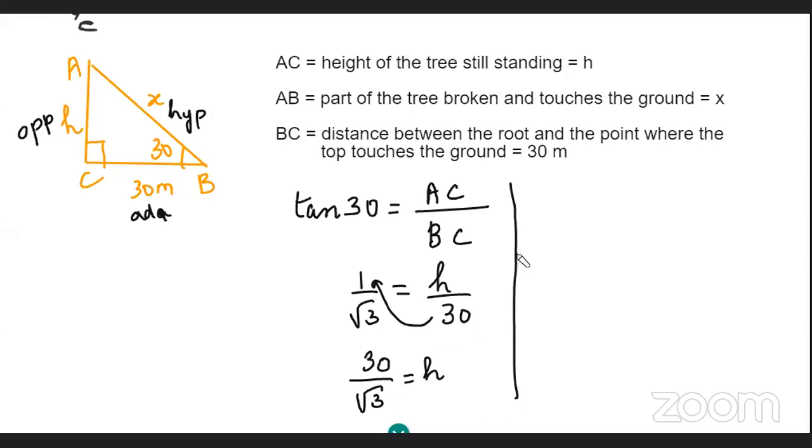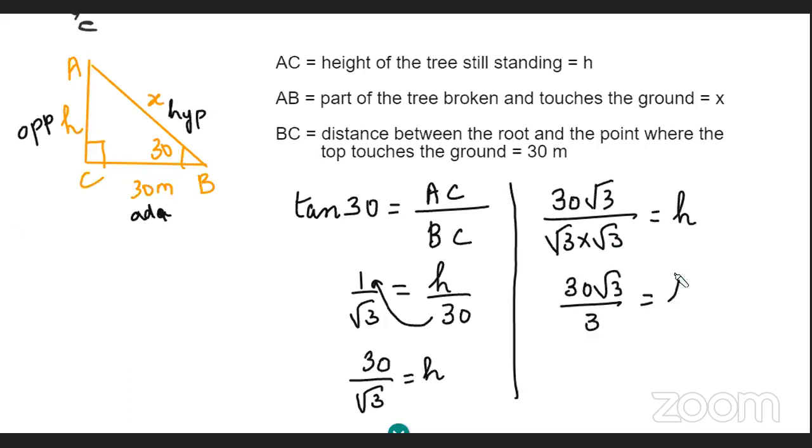Now root 3 is in the denominator, so we have to rationalize it. So 30 root 3 upon root 3 multiplied by root 3, meaning I'm multiplying root 3 in the numerator and the denominator, correct? That is our H. When root 3 and root 3 multiply together in the denominator, it becomes 3. So I'm going to simplify that. 30 and 3 will go off, we get 10.